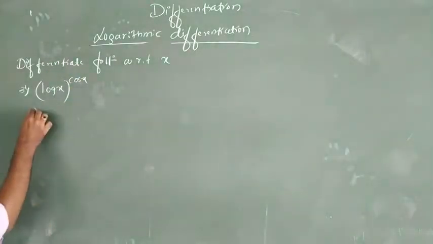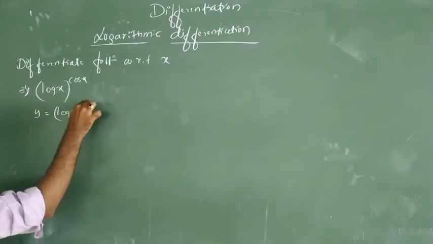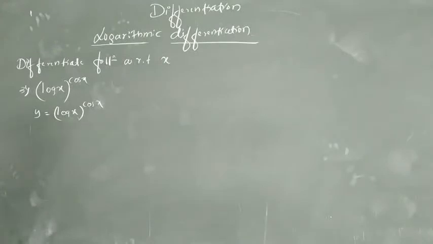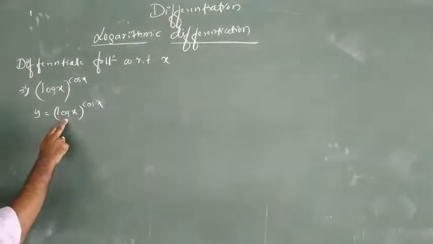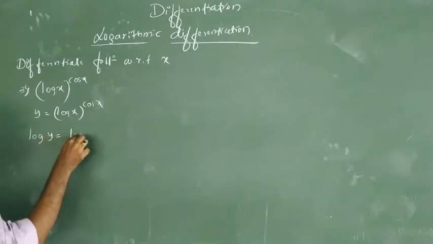So that time again we have to consider y equal to, compulsory. You should write y. They are not going to provide the y. You should consider it as y. Okay. So y is equal to log of x whole raised to cos x. Apply the logarithmic property. Log y is equal to, apply log to both sides.